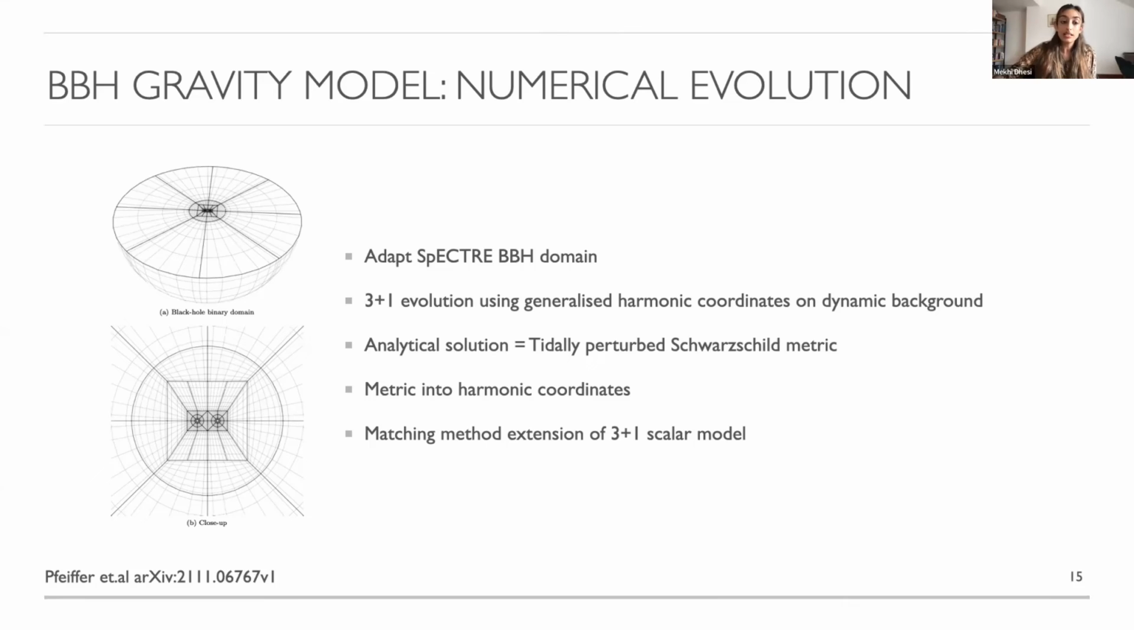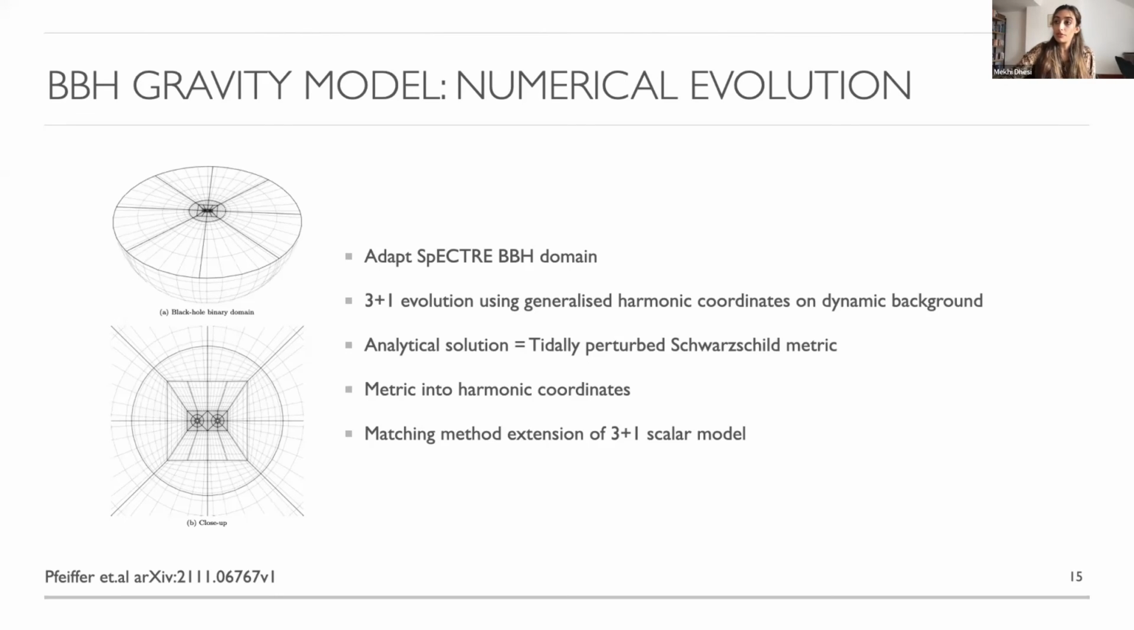Analogously to the 3+1 scalar case, we want to transform this solution into the coordinates of the numerics to facilitate the matching. However, we choose to transform to harmonic coordinates instead of generalized harmonic coordinates, as this is too challenging analytically. But this requires evolving some extra numerical infrastructure outside the tube, which I'll go on to explain.